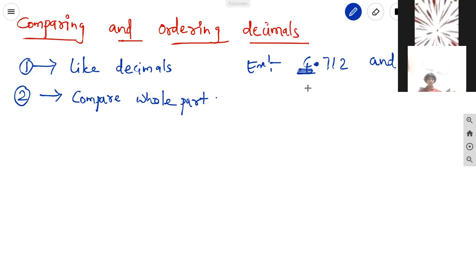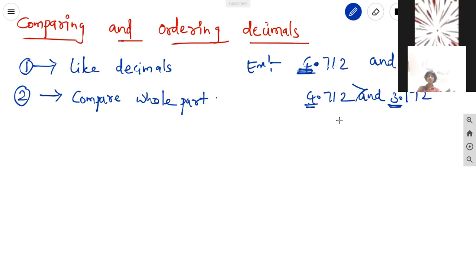If, for example, 4.712 is there and another one is 3.172, in that case we compare the whole part, here 4 and 3. 4 is the bigger number, so it is greater.